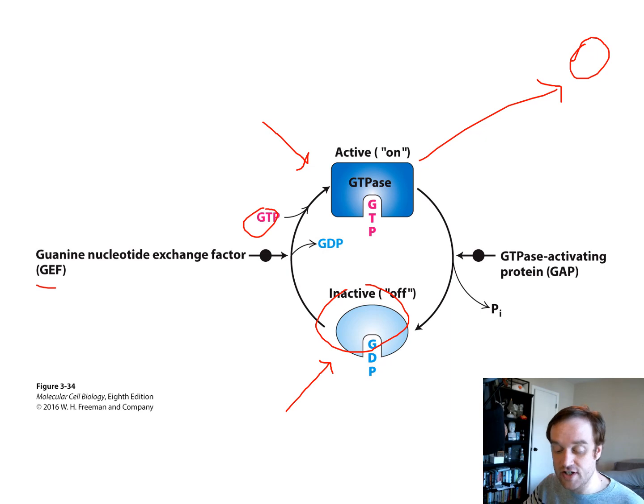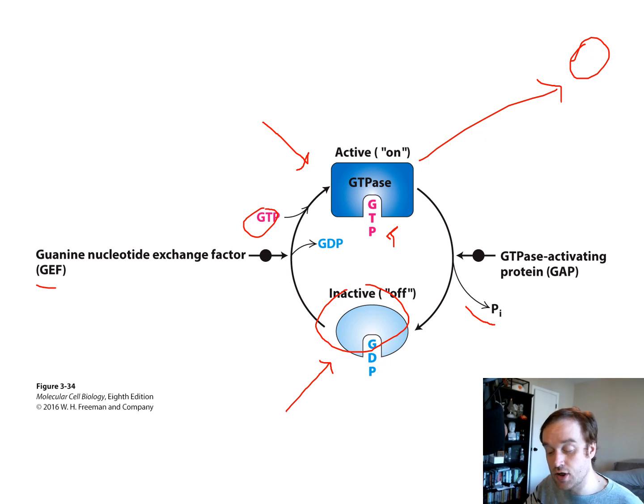So we're removing GDP, adding GTP to make it active. And this GTPase activating protein, what that will do is it will allow this GTP to donate this phosphate group down here, which generates energy, and this happens when it goes and interacts with other proteins to regulate them.